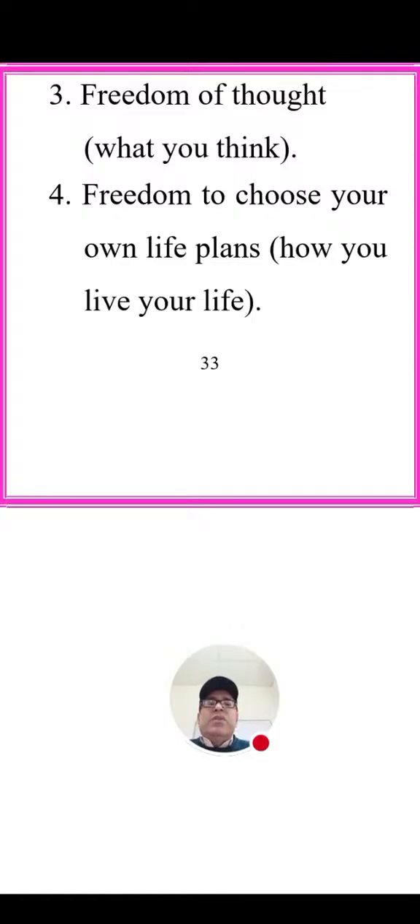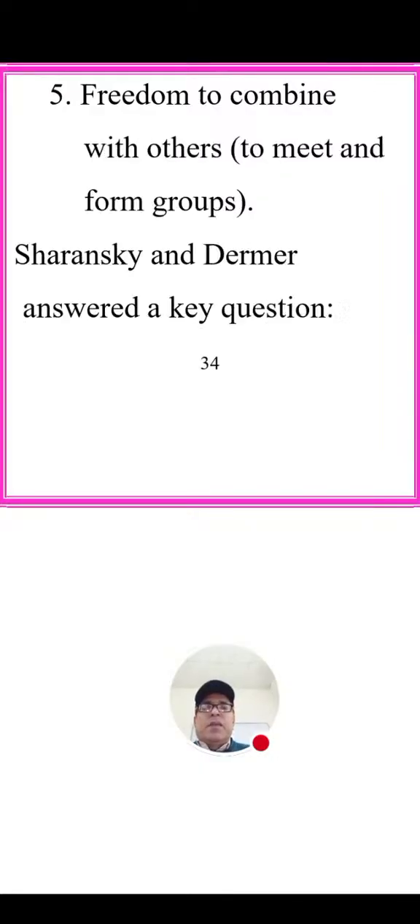Number three, freedom of thought. It means what you think. Number four, freedom to choose your own life plans. It means how you live your life. And finally, freedom to combine with others. It means the freedom to meet and form groups.